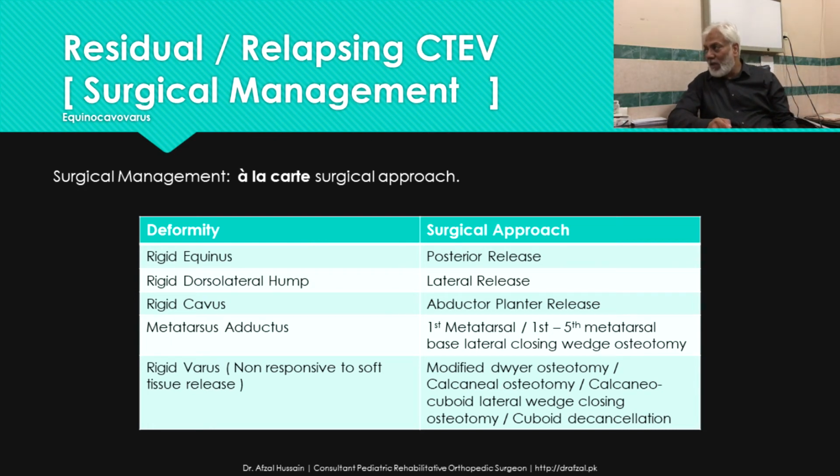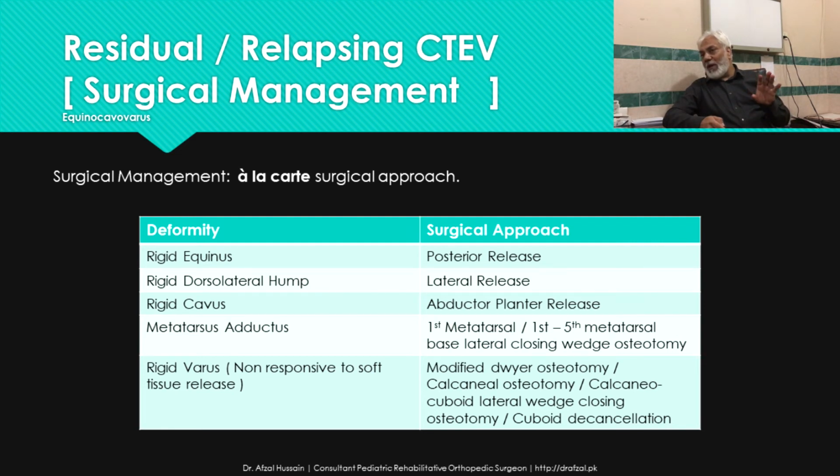The important thing is that even during surgery, you keep on noticing the amount of correction that you are achieving. Suppose I started with the posterior release, and once I do the Z-plasty of the tendo Achilles and the foot is corrected fully, I won't proceed further. If it does not, then I'll go deeper and deeper. So this is the principle, that you see the amount of correction that you're getting operatively. This is what we call the a la carte approach.